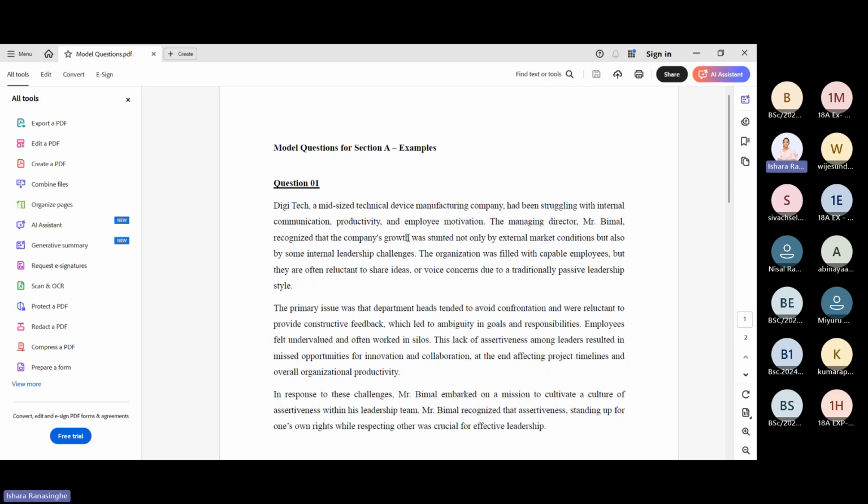In Section A, there will be only one question. It is based on a case study, and it is the compulsory question. Section A, one question, a 20 marks assigned question. That question is the compulsory question. It's based on a case study. Before the examination, I will tell you the factor which is applicable for the compulsory question.